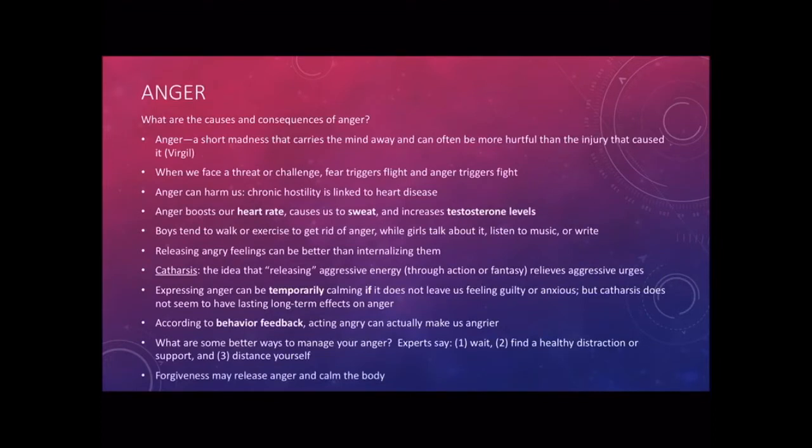All right. But forgiveness does release anger and calm the body. We found some pretty convincing scientific evidence to suggest that forgiveness, just kind of letting go of your anger, is more effective than catharsis.